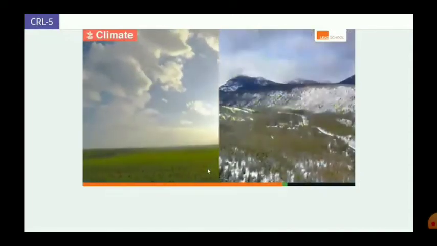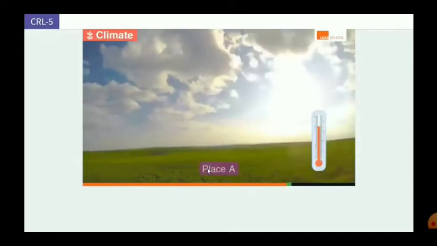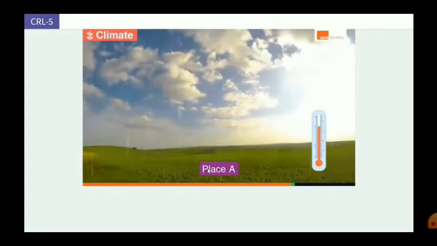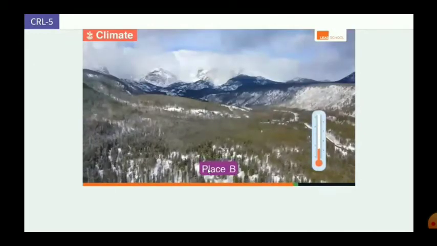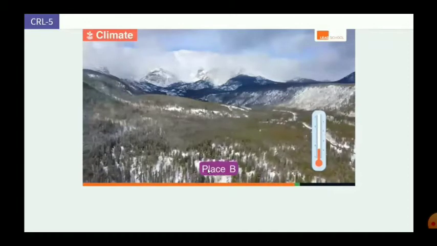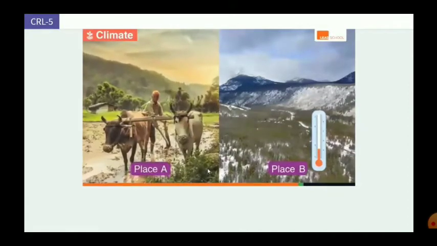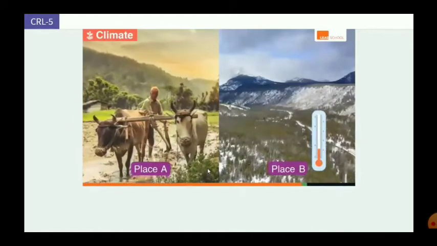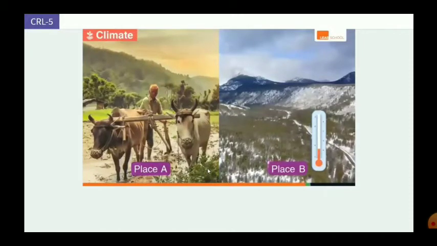Now, let's see 2 places with different climatic conditions. Place A is warm and receives rainfall throughout the year. Place B is very cold and receives very little rainfall. Which one do you think would be more suitable for agriculture? Yes, place A. Warm climate with adequate rainfall is definitely more suited for farming.